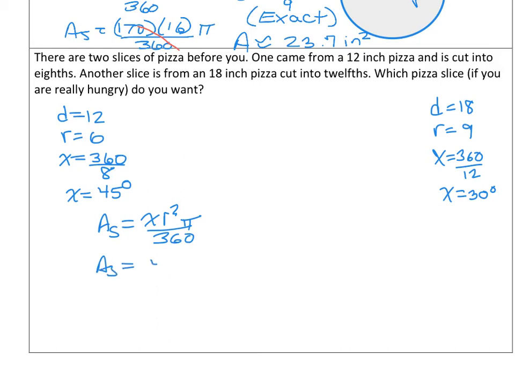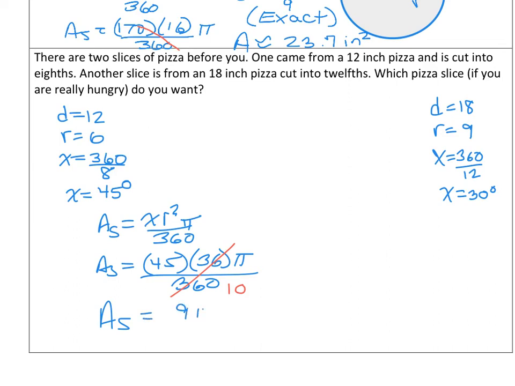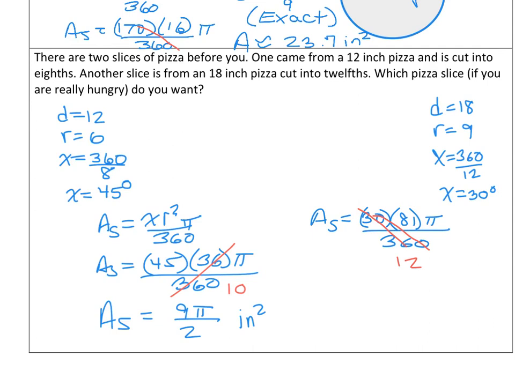We have our central angle 45 times the square of 6, which is 36, times pi over 360. This will reduce out to 1 over 10. Actually, 45 divided by 5 is 9, and 10 divided by 5 is 2, so 9 pi over 2 square inches, and that's exact. Over here on the 18-inch pizza, we've got x, which is 30 degrees, times the square of r, which is 81, times pi, all over 360. I can divide by 10 and by 3, so I put 12 here. So this sector area is 81 pi over 12 square inches.